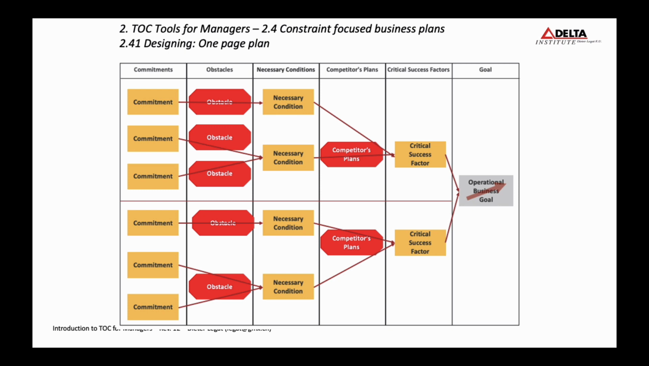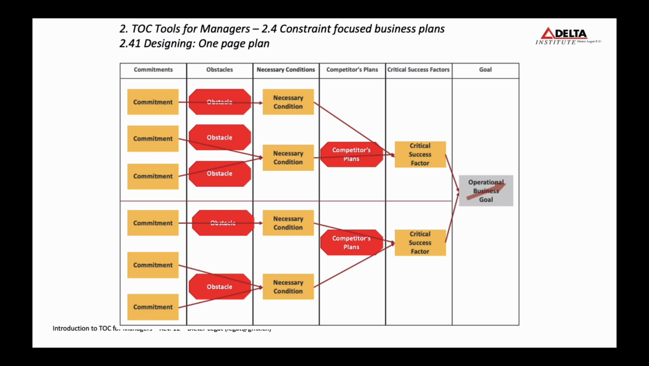Then we define the necessary conditions to be achieved for the critical success factors. Then we identify the obstacles which hinder us to achieve the necessary conditions. And then we define who will deliver what by when in form of an explicit commitment. Key is also that on that way, before we go to necessary conditions, we identify the competitors' plans. These are the obstacles, or if you want, the difficulties they create for us to achieve the critical success factors.